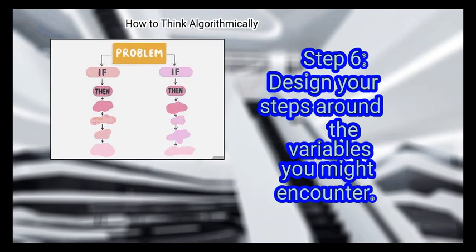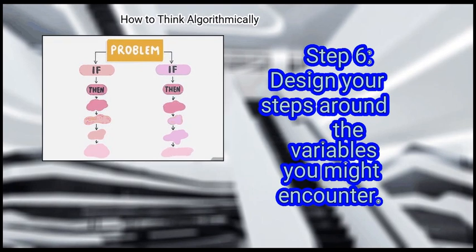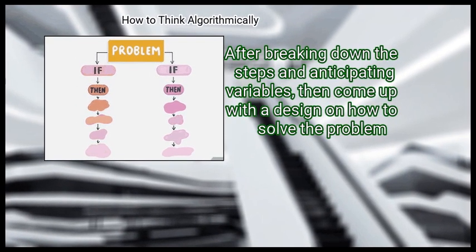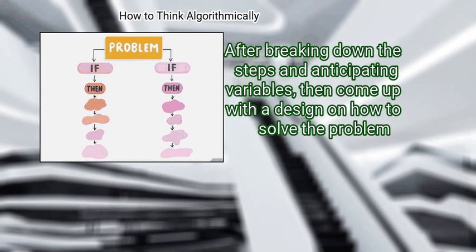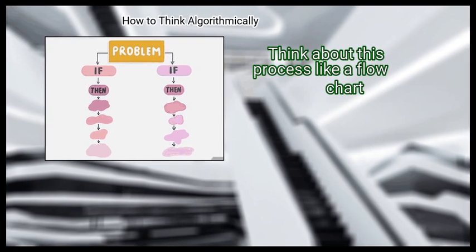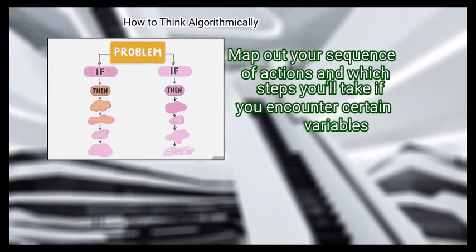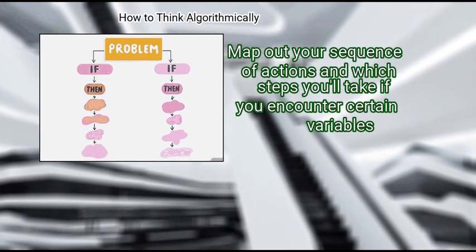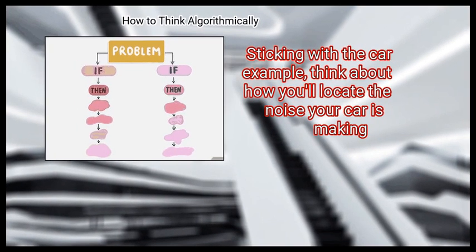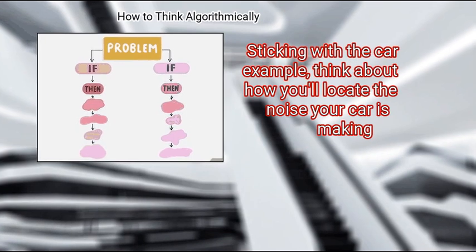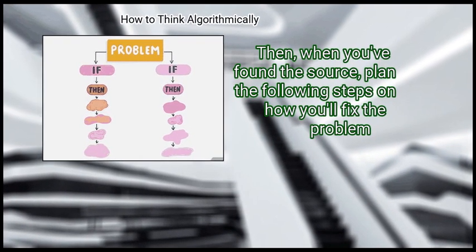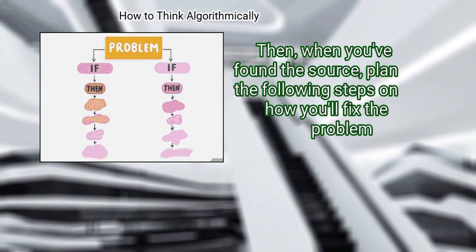Step 6. Design your steps around the variables you might encounter. After breaking down the steps and anticipating variables, then come up with a design on how to solve the problem. Think about this process like a flowchart. Map out your sequence of actions and which steps you'll take if you encounter certain variables. Sticking with the car example, think about how you locate the noise your car is making. Then, when you've found the source, plan the following steps on how you'll fix the problem.